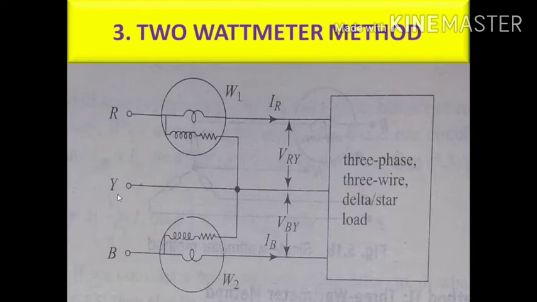So here you can see that W1 and W2 are the readings of the two wattmeters. IR is the phase current, IB is the phase current for phase B. As we are discussing here, VRY is nothing but the line voltage across the terminals R and Y. VBY is the line voltage across the terminals B and Y.